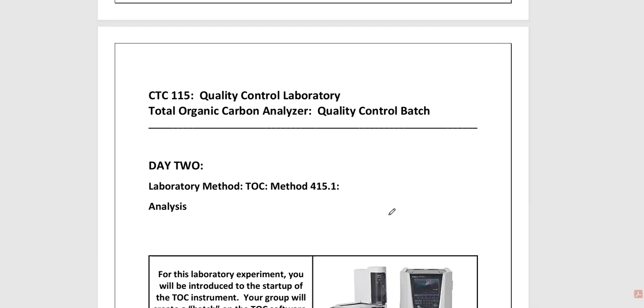So on the next set of pages, you're going to see everything that happens on day number 2. So now up until this point, I've got my samples brought in. My standards have been made on a previous day. They're ready to go. I'm now going to start the analysis portion of the lab activity, and it's going to give you a little bit of information on how to do this.